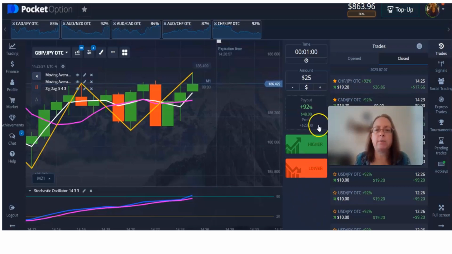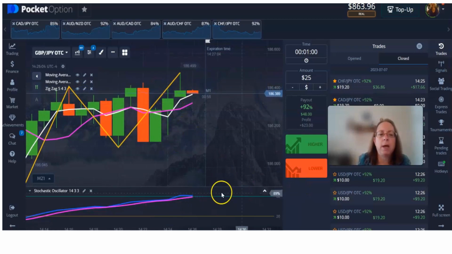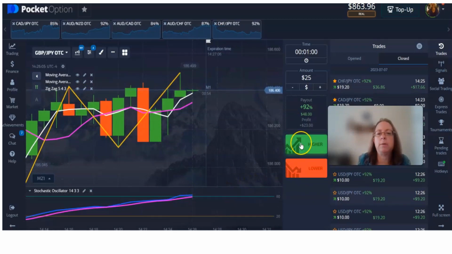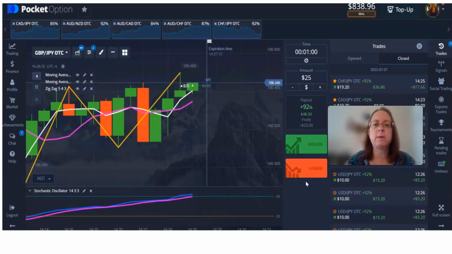Okay, this one looks like it's really going to continue in the up direction because you see this big, huge V here, and it's in the overbought zone. And I have changed my trade amount to 25. So let's see what happens with this one. And this is going to be the last trade of the day. So let's see what happens. Looks like it might continue.